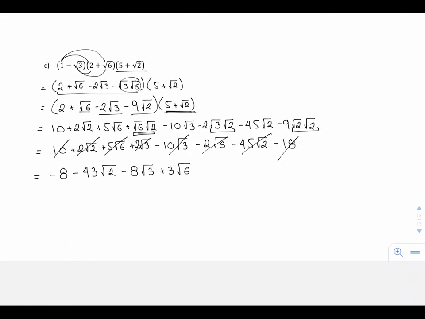And there you have it. All the terms finally condensed into one expression. There are no like terms because the root 2, the root 3, and the root 6 are all different radicals.